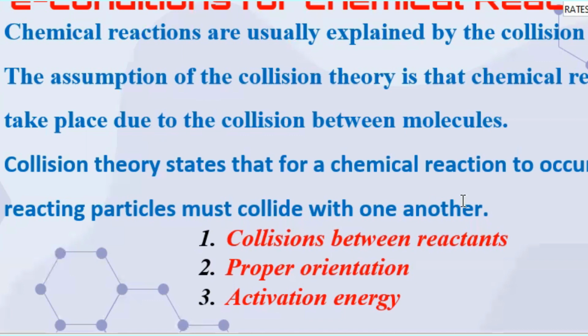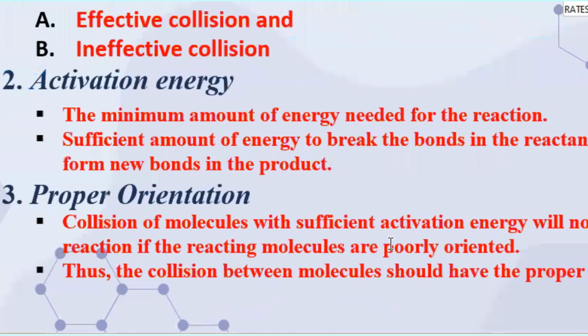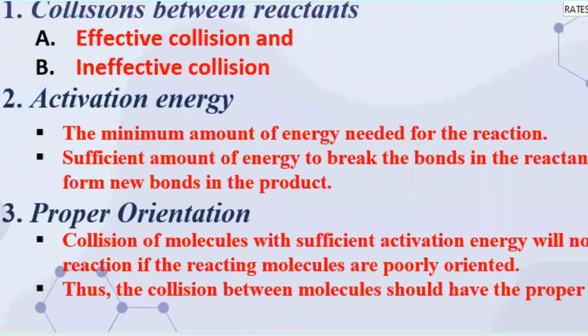These are the three preconditions that must be fulfilled for a chemical reaction to occur. The first precondition is collision between reactants. Second, proper orientation, and the third one is activation energy. Collision between reactants: there are two kinds of collision. The first one is effective collision, and the second is ineffective collision. This is according to the collision theory.